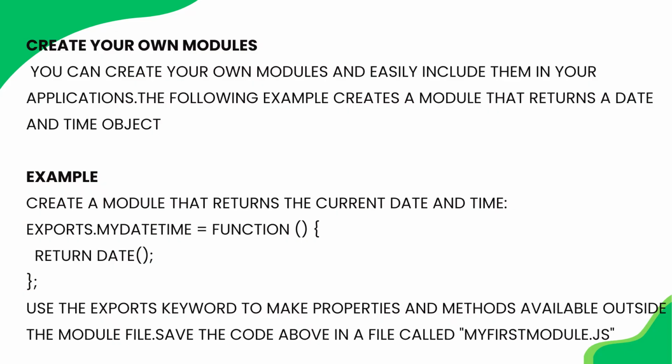Create your own modules. You can create your own modules, and easily include them in your applications. The following example creates a module that returns a date and time object. Example: create a module that returns the current date and time. exports.myDateTime = function() { return Date(); }; Use the exports keyword to make properties and methods available outside the module file. Save the code above in a file called myFirstModule.js.